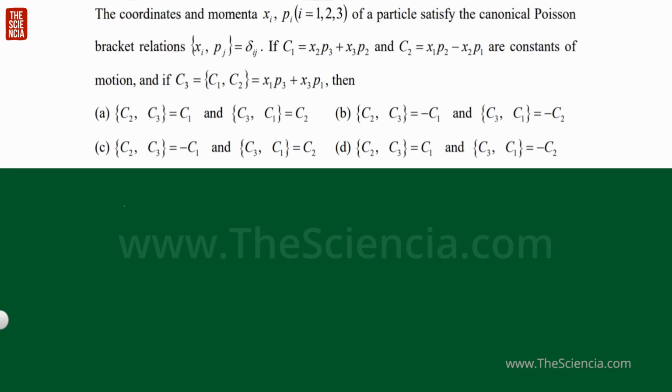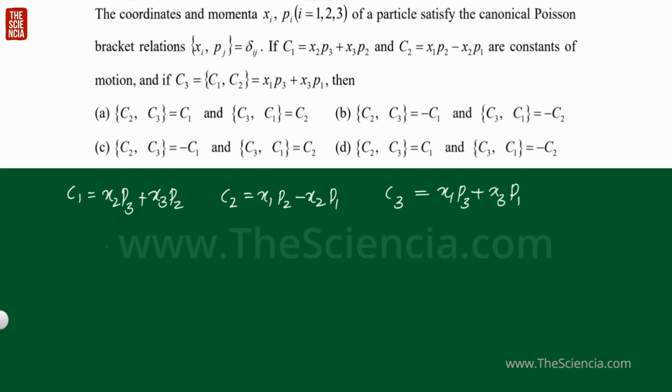This one is a previous CSIR problem and it is a Part C problem. So how to solve this? In the question they have given C1 is equal to x2 p3 plus x3 p2 and C2 is equal to x1 p2 minus x2 p1 and C3 is equal to x1 p3 plus x3 p1, and we have to find out two combinations, that is C2 C3, and we want to find out what its value is, and the other thing is we have to find out C3 C1. If we get these two values, we can answer the question, right?